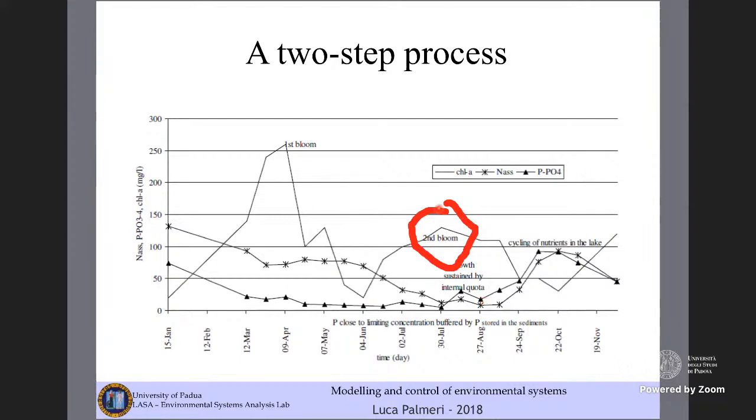But then something strange happens, and this happens very often in a real system: you have a second bloom, late summer, end of summer, second bloom. And you may ask yourself how it is possible, given that the nutrient concentration is decreasing. The answer is that in this second bloom, the algae are employing luxury uptake storage. So what they have stored in the inner part of the cell when the nutrients were abundant. So a two-step process.